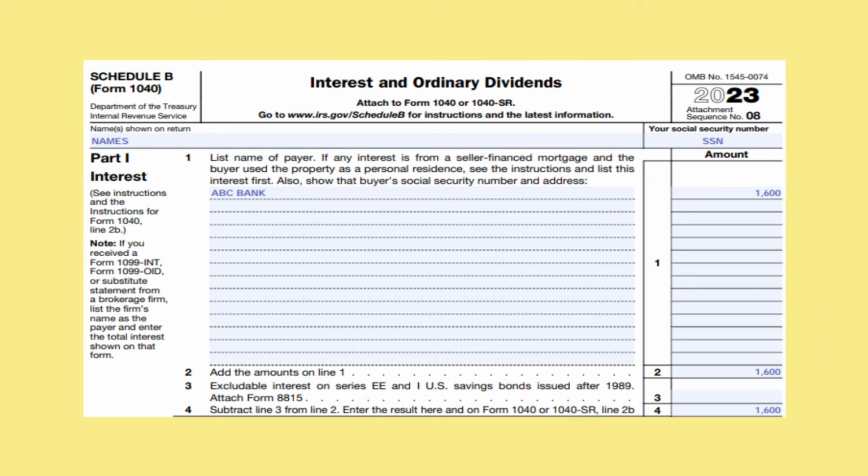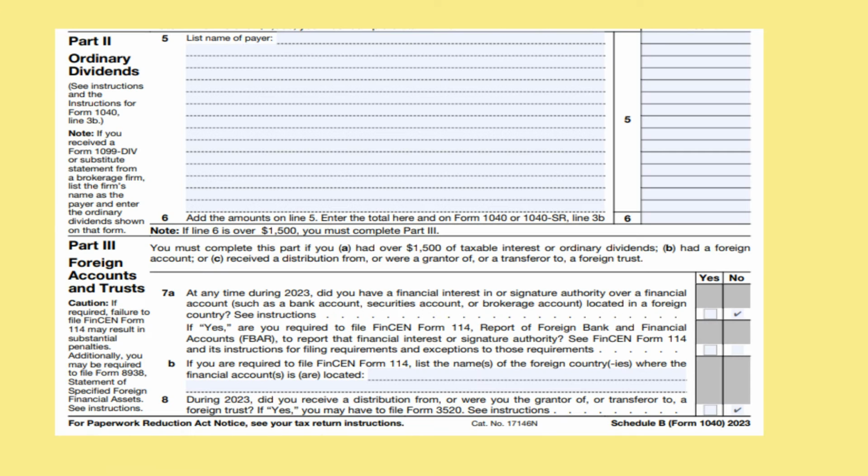At the top of Schedule B, put your names and the Social Security number of the taxpayer. Under Part 1, Line 1, put the name of the bank and the amount of your interest, which is $1,600. Carry that amount down to lines 2 and 4 and answer the questions in Part 3 regarding foreign accounts and trusts. In our example, the answers are no.